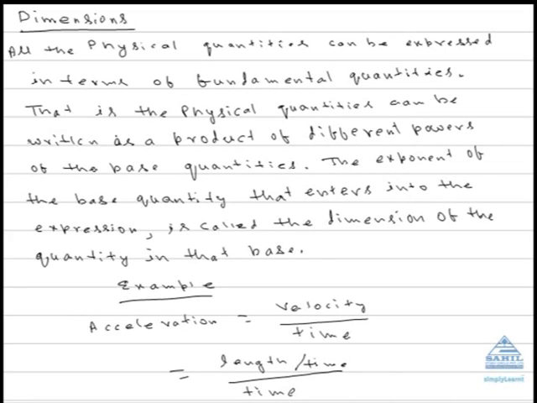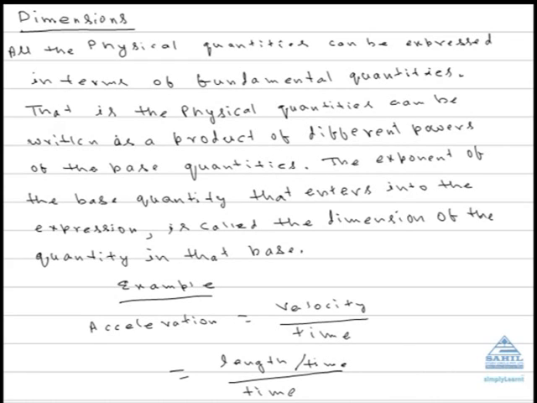Dimensions. We have seen that there are two kinds of physical quantities: the derived physical quantities and fundamental physical quantities. Now, all the derived physical quantities can be expressed in terms of fundamental physical quantities. So, in a way, all the physical quantities can be expressed in terms of fundamental quantities.